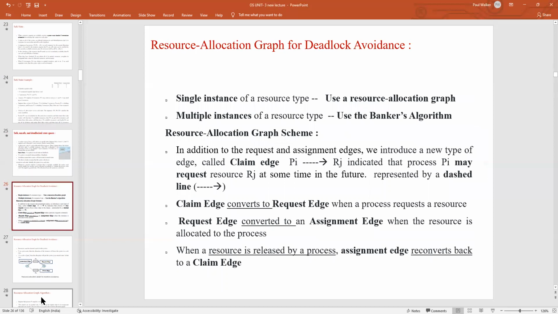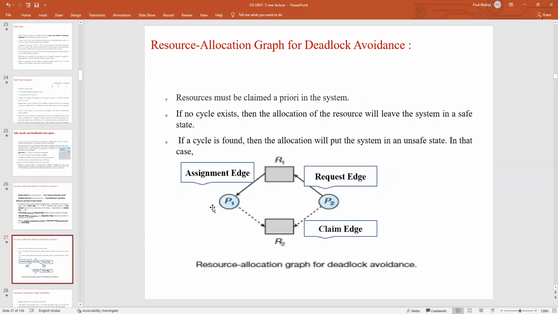For a single instance of resources, a resource allocation graph technique is used. For multiple instances of resources, we can use Banker's algorithm for the deadlock avoidance procedure. Here, this can be explained with the help of this graph. The resource allocation graph is for a single instance deadlock avoidance. Here, the resources must be claimed prior to the system. Here, no cycles will be allowed.